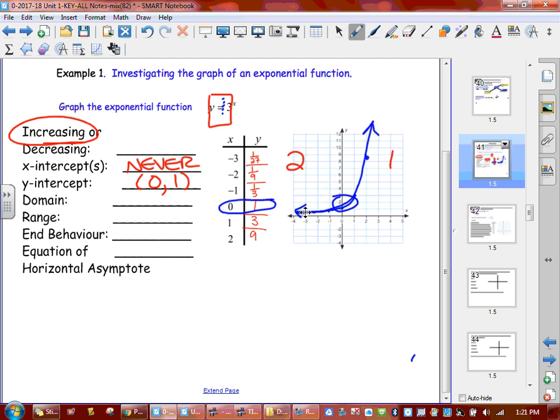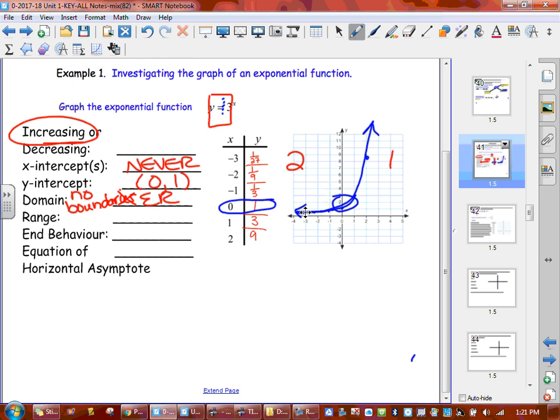Domain. Are there any boundaries on the left of the x's, the negatives, or the positives of the x's? No, there's no boundaries. The graph goes on the left, and the graph goes on the right. So that means there's no boundaries for negative, no boundaries for positive. So we say no boundaries by saying x is an element of the reals. Okay? So no boundaries, x ∈ R.